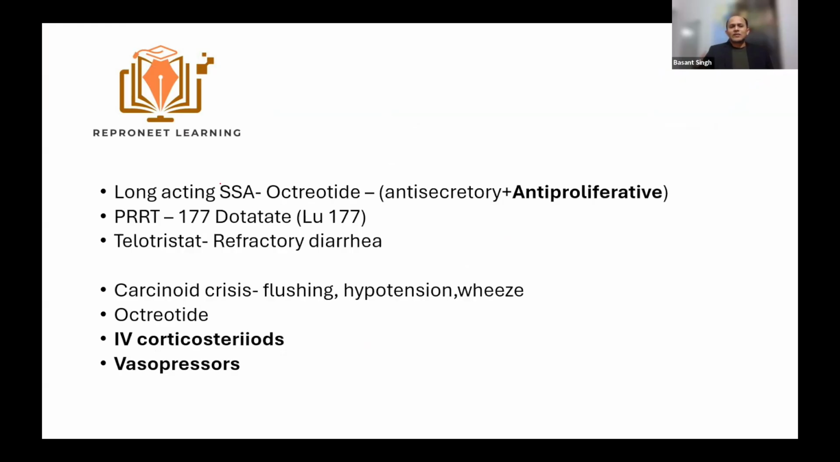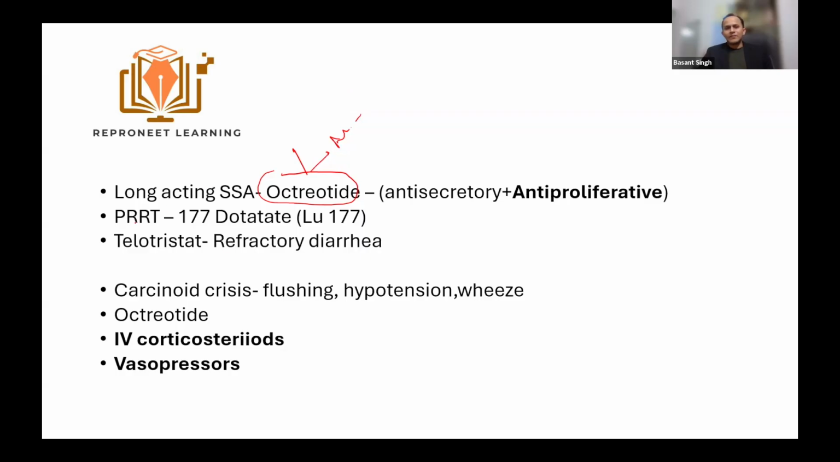What is the management? You start with long-acting somatostatin analogs, that is octreotide. But remember, octreotide has two effects. It is obviously anti-secretory, and it also has anti-tumor activity. We have the CLARINET study to prove that it has an anti-tumor role as well. It decreases tumor growth, so it has a negative effect on tumor growth. The basic action is obviously there: it will inhibit the release of your vasoactive amines.